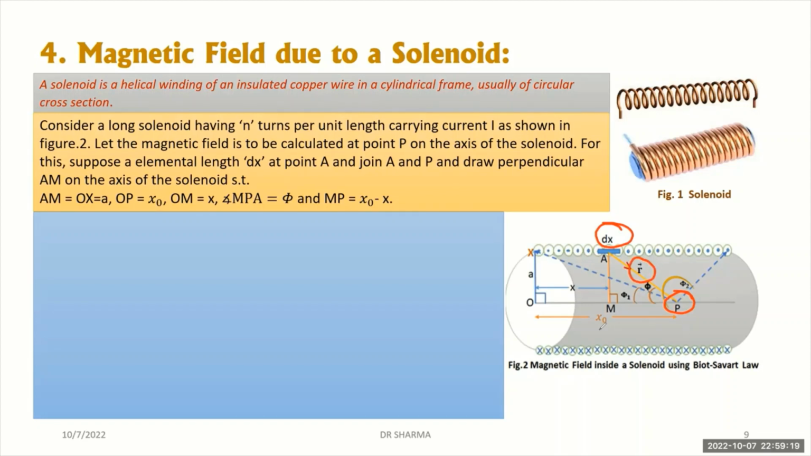Remember, AP is equal to R, and AM is equal to OX, which is equal to the radius of the solenoid. OM is equal to x, and OP is equal to x naught. That field point P is at a fixed distance x naught from one end of the solenoid. Check that figure. The angle APM, or APO, you can say, is phi.